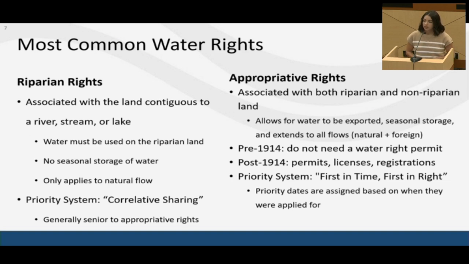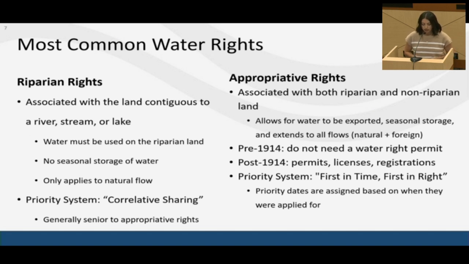In terms of priority, riparian water rights follow what's called correlative sharing. So riparian right holders on a common source share a common priority and are required to reasonably share the available water. In general, riparian water rights are usually senior to appropriative water rights.